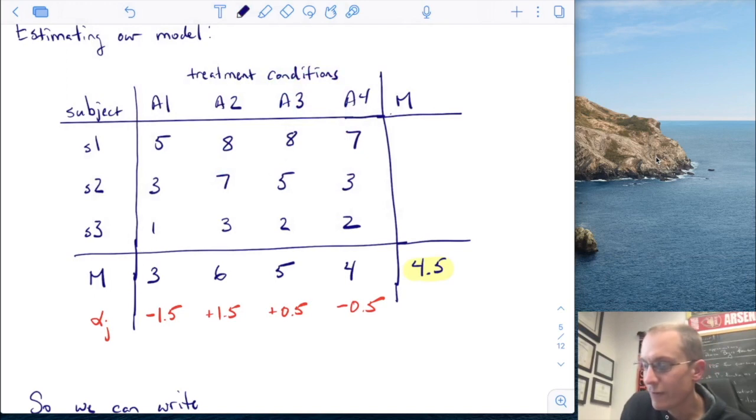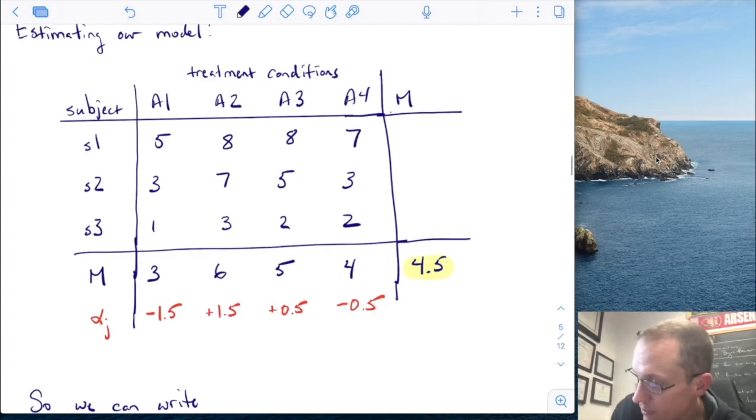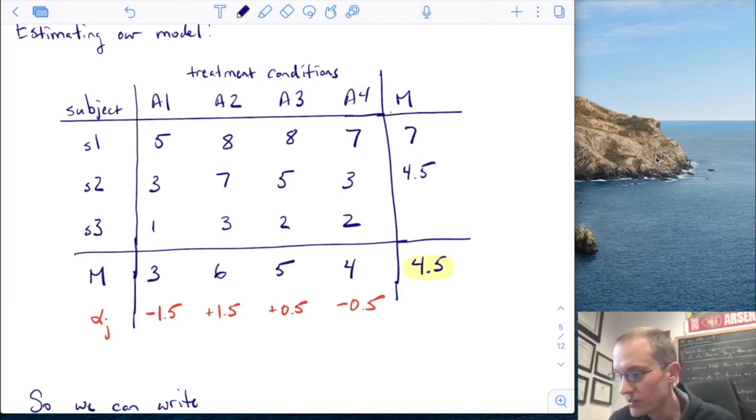For subject 1, we've got 5 plus 8 plus 8 plus 7, which turns out to be 28. Divided by 4, it's going to give us a marginal mean of 7. So subject 1, on average, scored a 7. Subject 2, we'll do the same thing. We'll take 3 plus 7, which is 10, plus 5, which is 15, plus 3, which is 18, divide by 4, and we get 4.5. And then finally for subject 3, we take 1 plus 3 plus 2 plus 2, which is 8, divide by 4, and we get a marginal mean of 2.